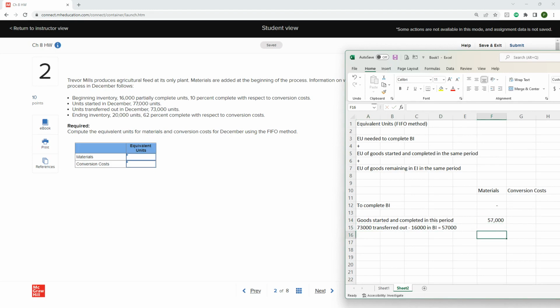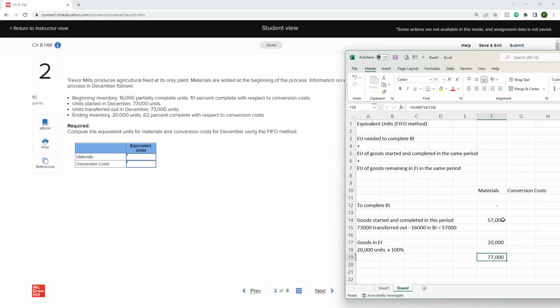And then finally, we have our goods in ending inventory. We know that we have 20,000 units in ending inventory because that's what the fact pattern tells us. And again, we know that 100% of materials is put in the moment that the unit is started. So in terms of ending inventory, we have another 20,000 equivalent units with respect to materials. So our total is 77,000 units for materials.